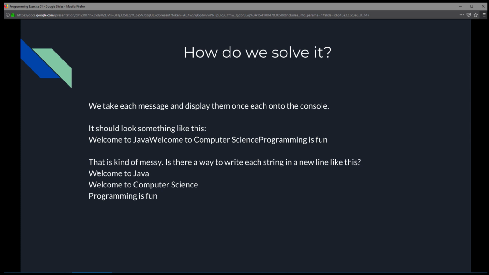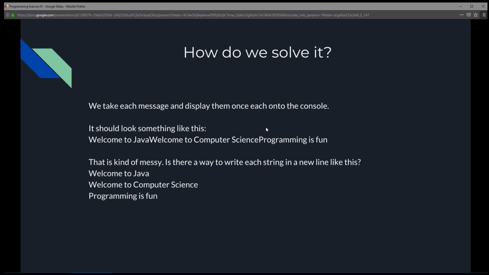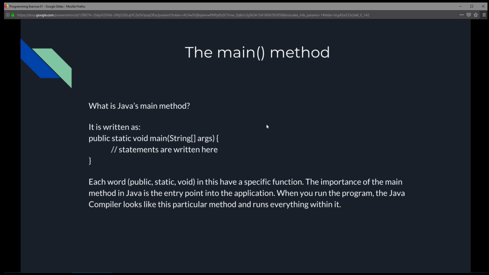What we should do is write them on separate lines. Write Welcome to Java, then start a new line and write Welcome to Computer Science, and on a new line write Programming is fun. So how are we going to do that? We'll be learning to do that also in the exercise. I'm not going to show you everything right here, but I just want you to notice that issue right now while we continue on, so that it will be in the back of your mind.